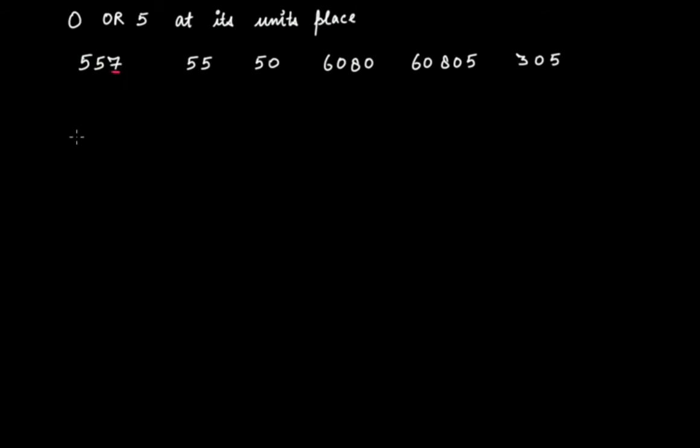557 has 7 at its units place. This number has 5 at its units place.